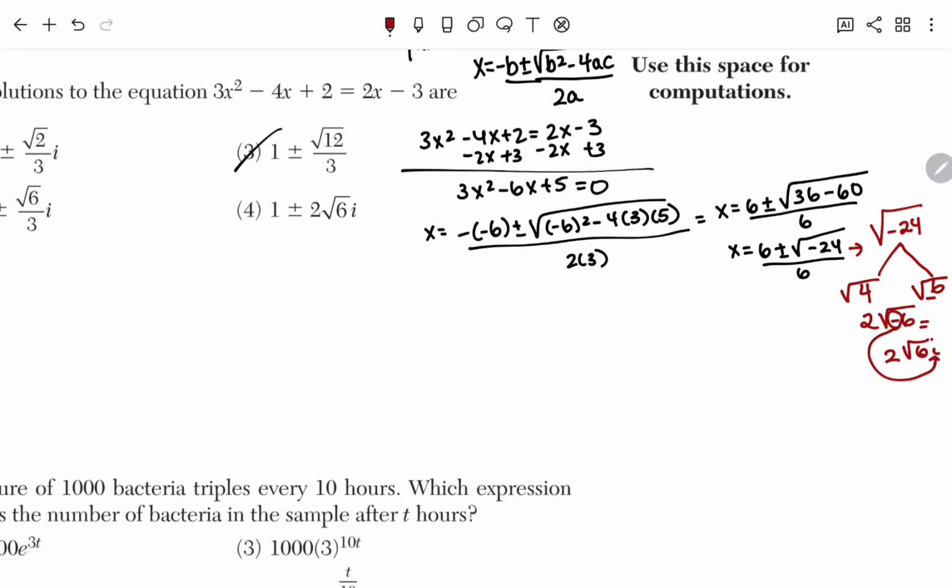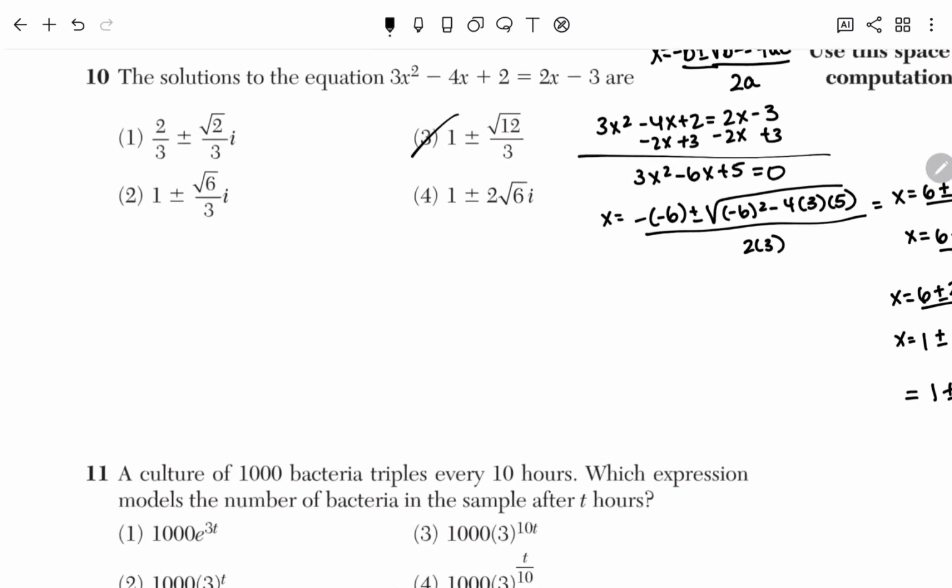So I'm going to rewrite my equation now as x equals 6 plus or minus 2 square root of 6i over 6. Now I have to simplify. Well, 6 divided by 6 is just 1 plus or minus, and then 2 divided by 6 is 1/3 square root of 6i. And so we can rewrite it as 1 plus or minus the square root of 6i over 3. Which answer choice does this match? It matches answer choice 2. And that is our answer for question number 10.